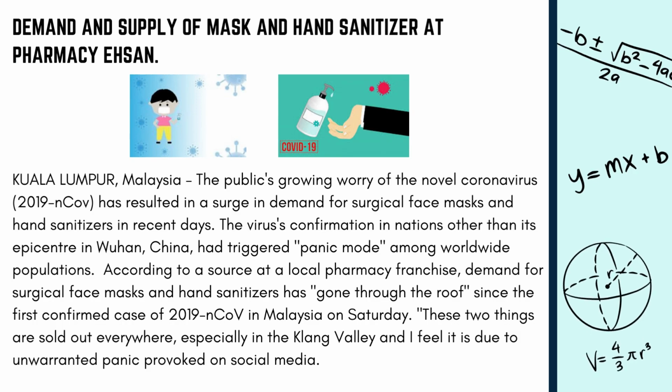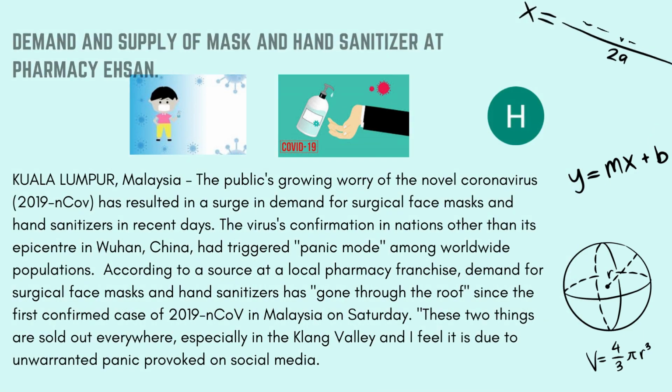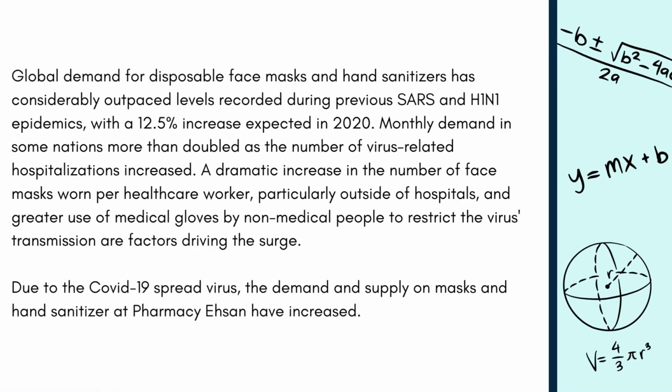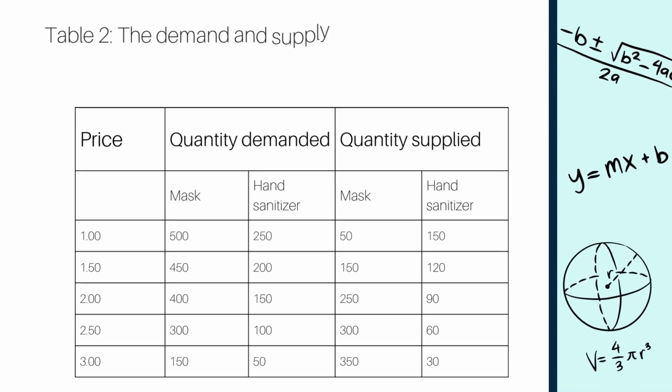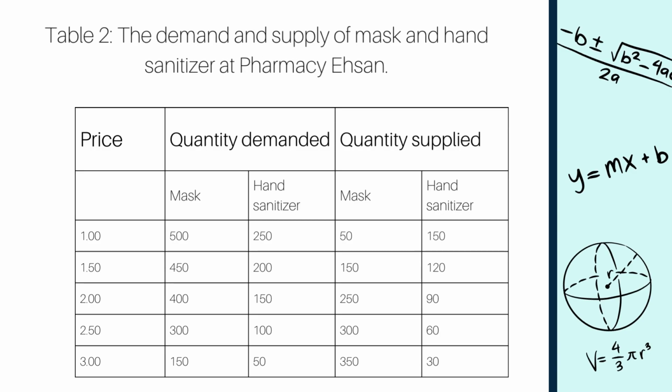Our group would like to discuss and present the demand and supply of mask and hand sanitizer at Pharmacy Ehsan. This is question 2 in the Microeconomics case study. As you can see, this is the table of demand and supply of mask and hand sanitizer at Pharmacy Ehsan in question number 2 of the case study.